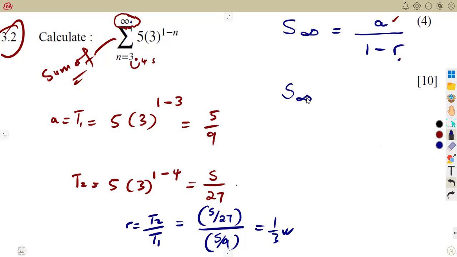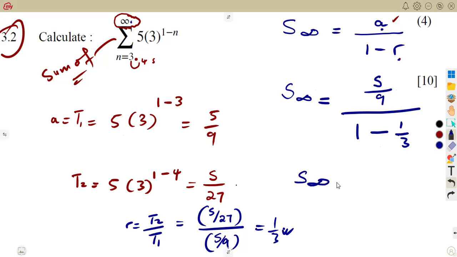The sum to infinity is given as a, which is our T1, 5 over 9, over 1 minus r, our common ratio, which is 1 over 3. So the sum to infinity in this case gives us 5 over 6. Take note, this is just a single number when using your calculator. These are some of the typical questions. We just need to work out as many questions as we can, to prepare yourselves for the exams which are ahead.